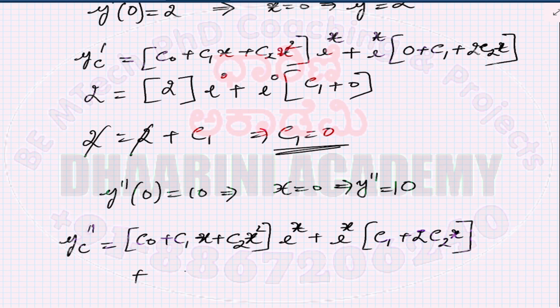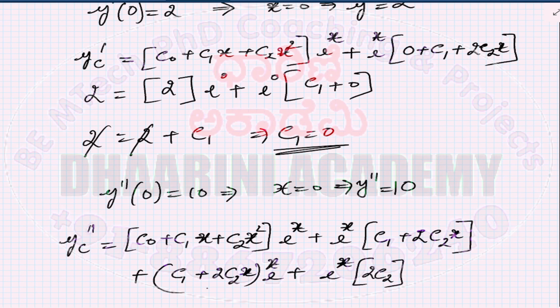Keep the u as it is, that is c1 plus 2c2x, into v as it is, e to the x, plus keep the second term as it is, e to the x, into differentiation of the first term. C1 differentiation is 0. This is 2c2. 2c2x differentiation is 2c2. All right.